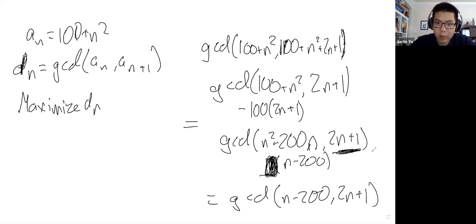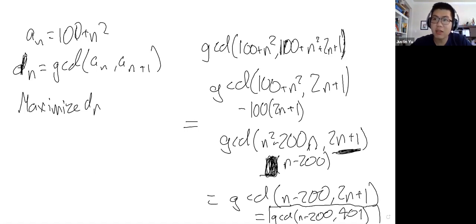And let's continue one more. You're going to get rid of n on one of the sides. Subtract this twice from here. We get a 401. And now this 401 is important because the 401 is not going to change no matter what we do. So what is the maximum possible value of this greatest common divisor, where n is whatever you want?